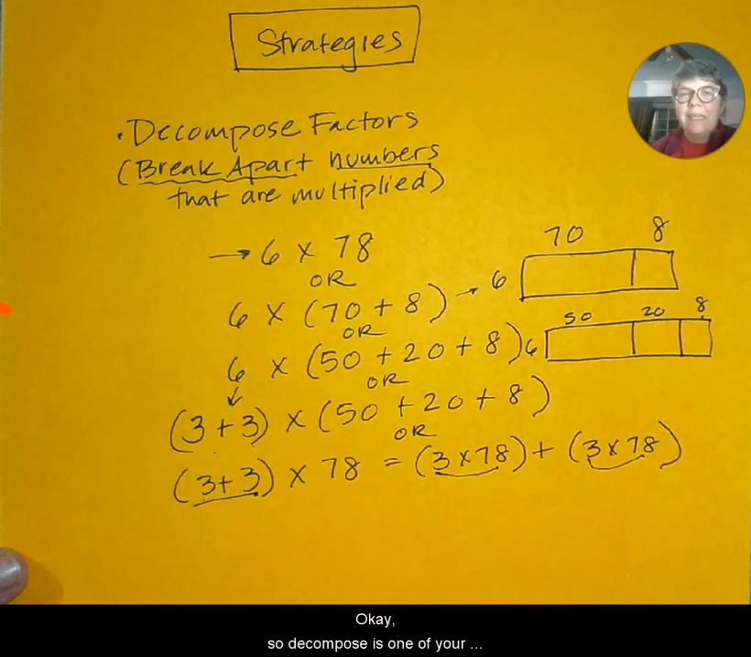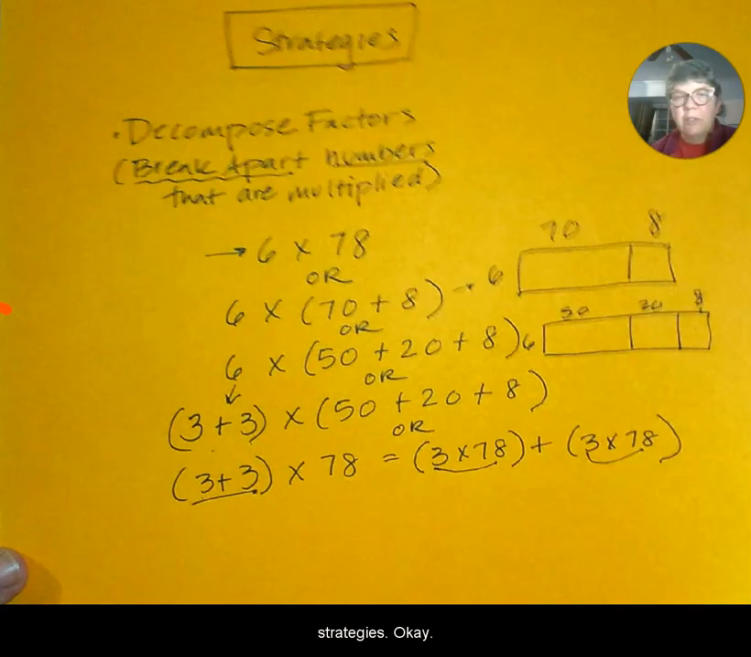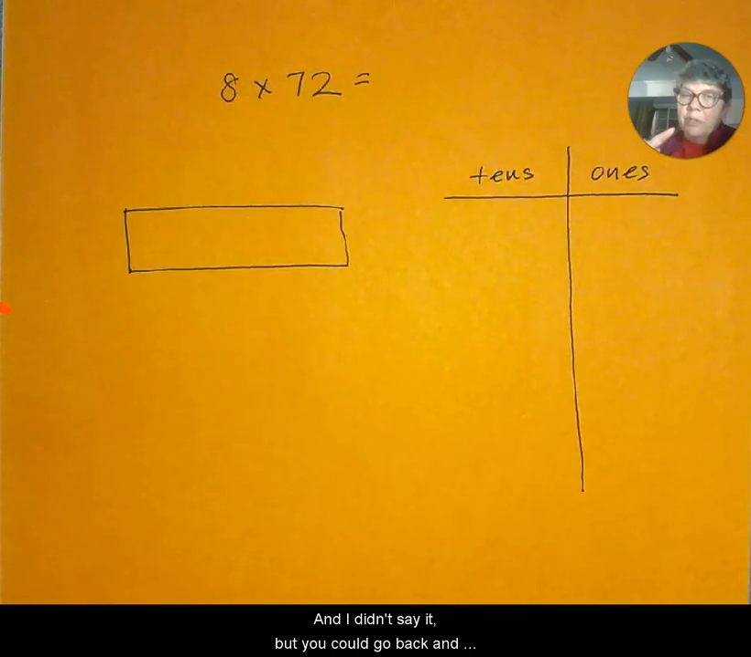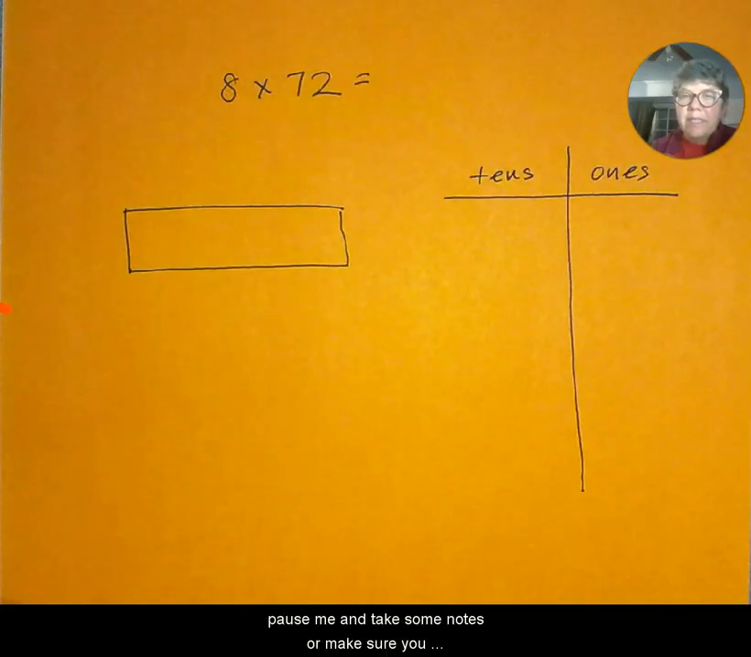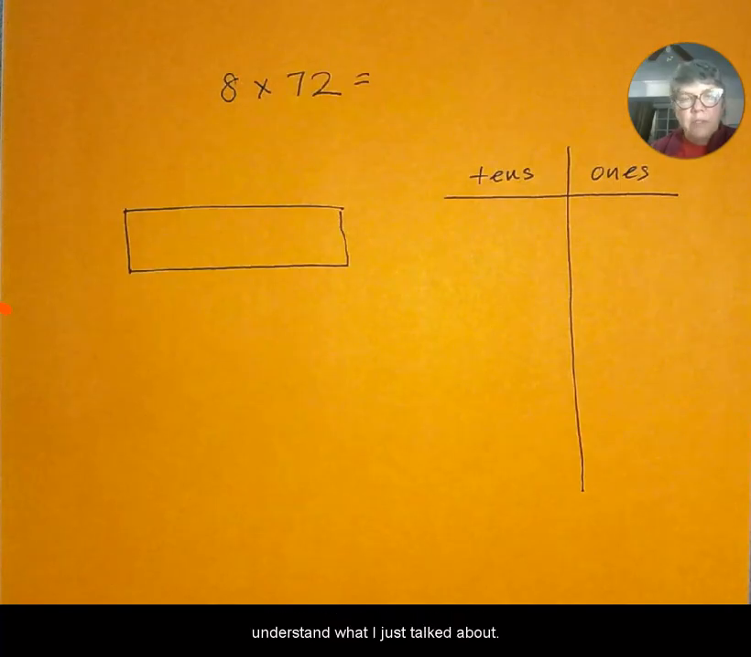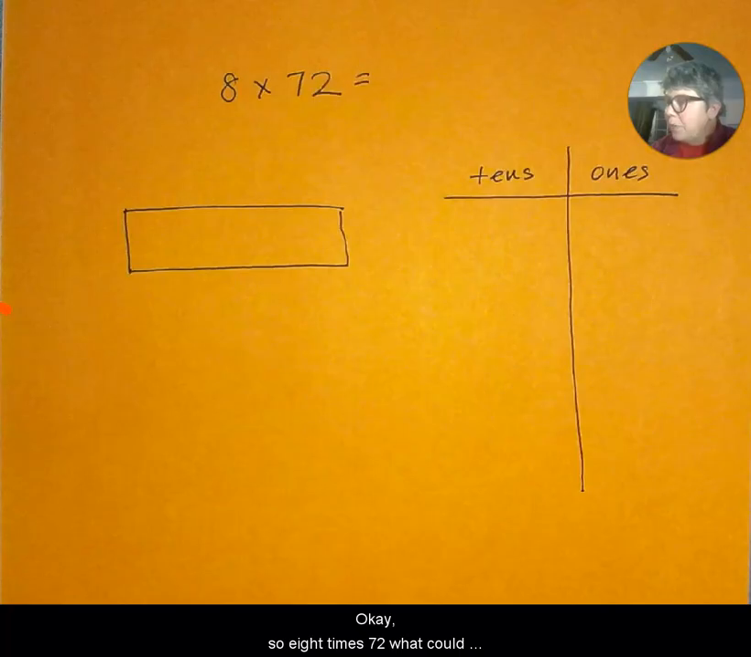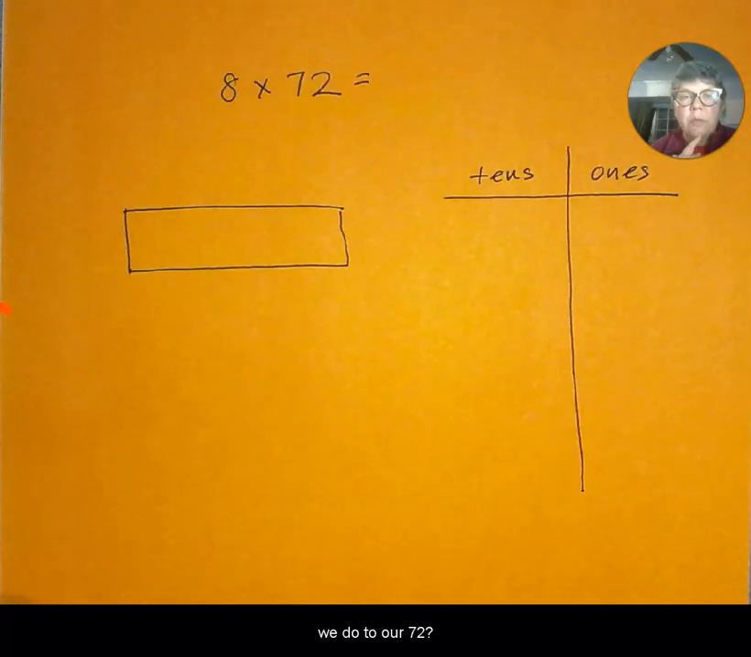So decompose is one of your strategies, okay? Let's practice using a decomposition strategy, okay? Let's work on this together. And I didn't say it, but you could go back and pause me and take some notes, or make sure you understand what I just talked about, right? You always can pause. Okay, so 8 times 72. What could we do to our 72? How could we break it apart?